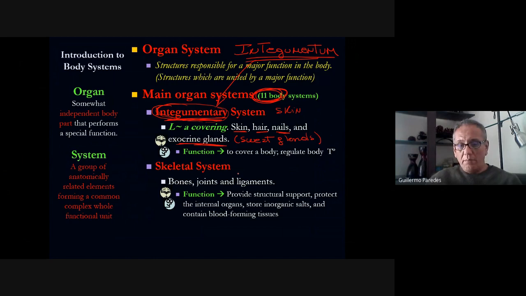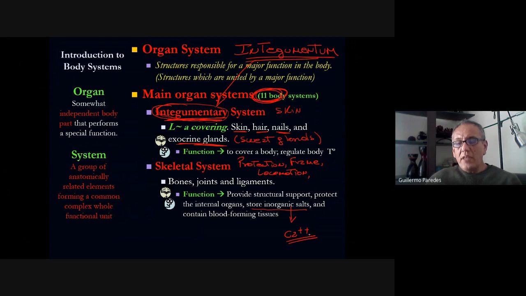Protection: the cranium, what is inside? The brain. That bone is going to protect the brain. The thorax, the rib cage, is going to protect the heart and the lungs. The hip is going to protect the internal organs of the pelvis, right? They are going to be a frame for your body, and locomotion. What else? They store inorganic salts, because they store calcium.